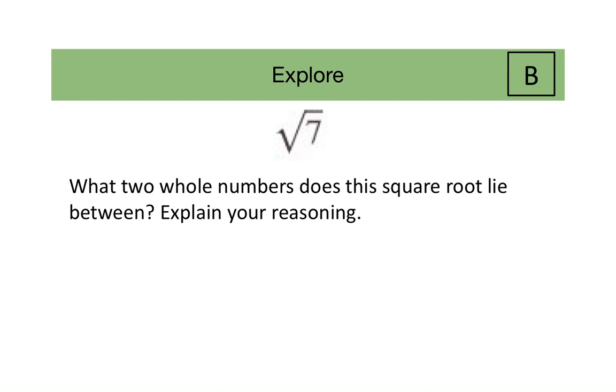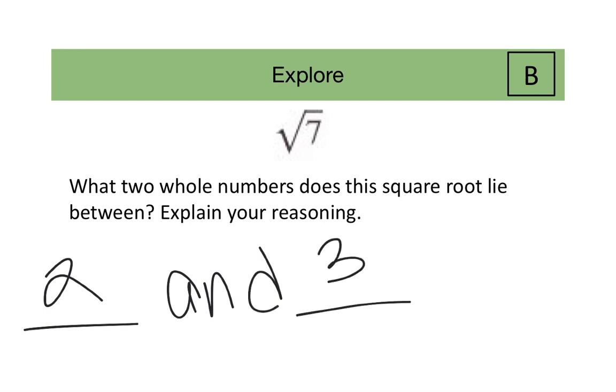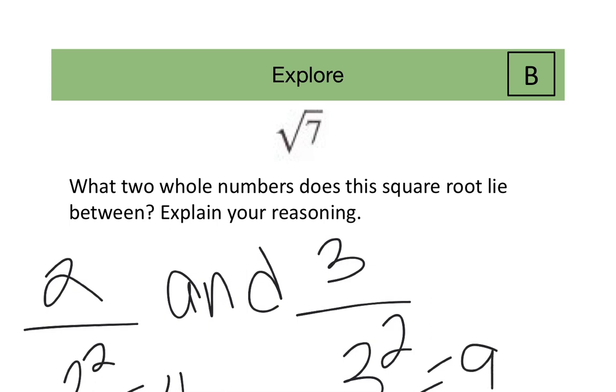So for square root of 7, I'm going to say, okay, square root of 7 is between the numbers 2 and 3. I know this because 2 squared is equal to 4, and 3 squared is equal to 9. So the square root of 7 has to be between those two perfect squares.